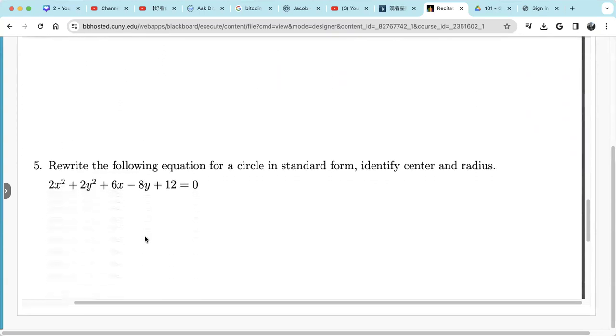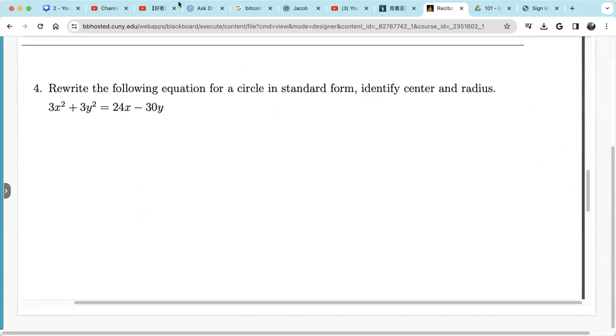Let's see, 4 and 5. 4 is the same thing. We want to write the circle in standard form, identify center and radius. So we want to move 24x to the other side. We want to move 30y to the other side. We will write it as 3x squared minus 24x plus 3y squared plus 30y equals 0.